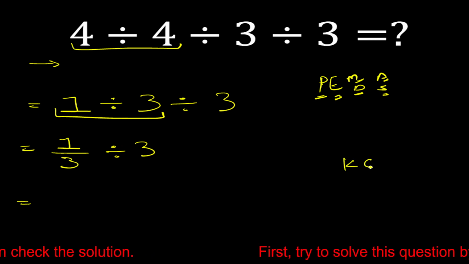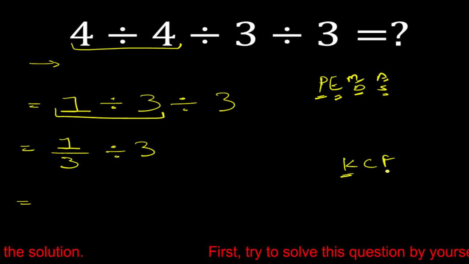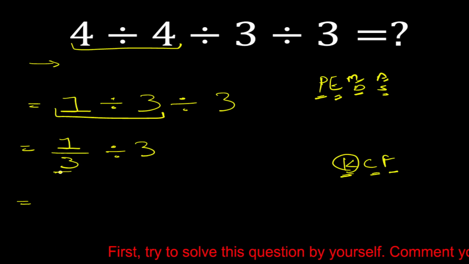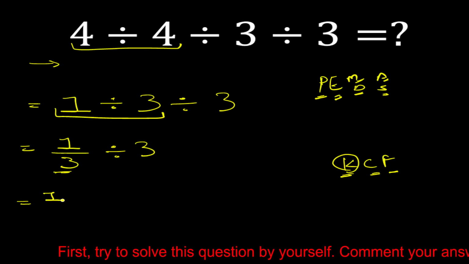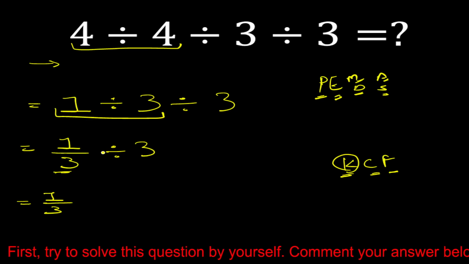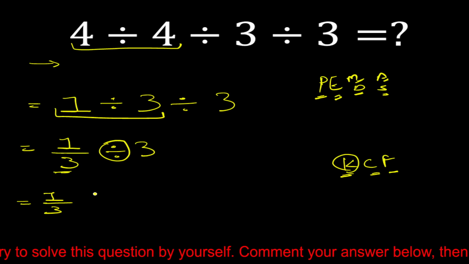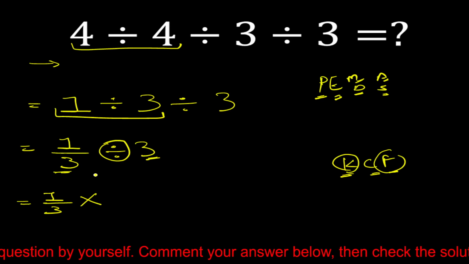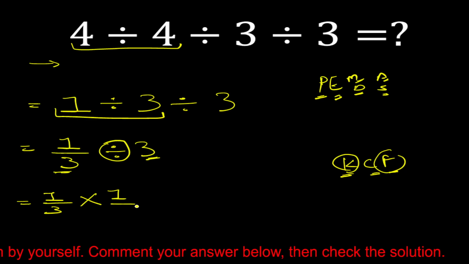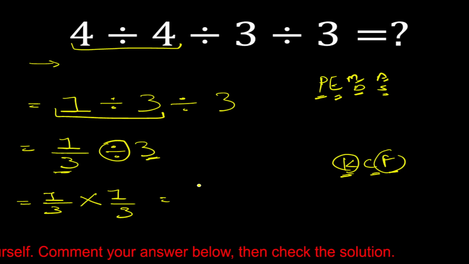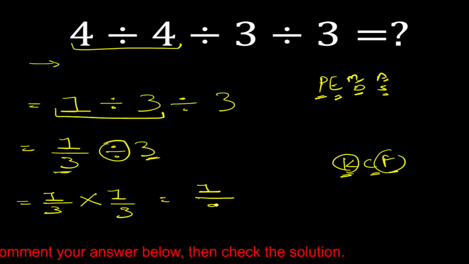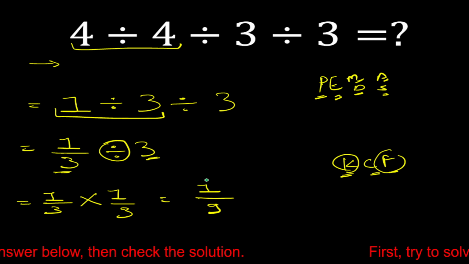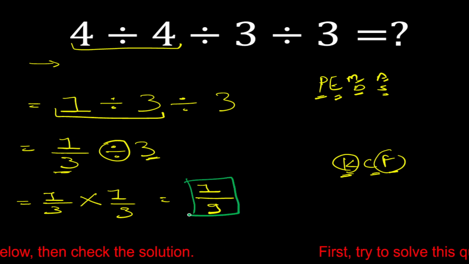So according to the KCF rule, K means keep, C means change, and F means flip. So keep this fraction 1 by 3 as it is. C means change this sign from division to multiplication. And flip means flip this last fraction, 3, which becomes 1 by 3, okay? Is equal to 1 by 9. So the correct answer is 1 by 9, okay?